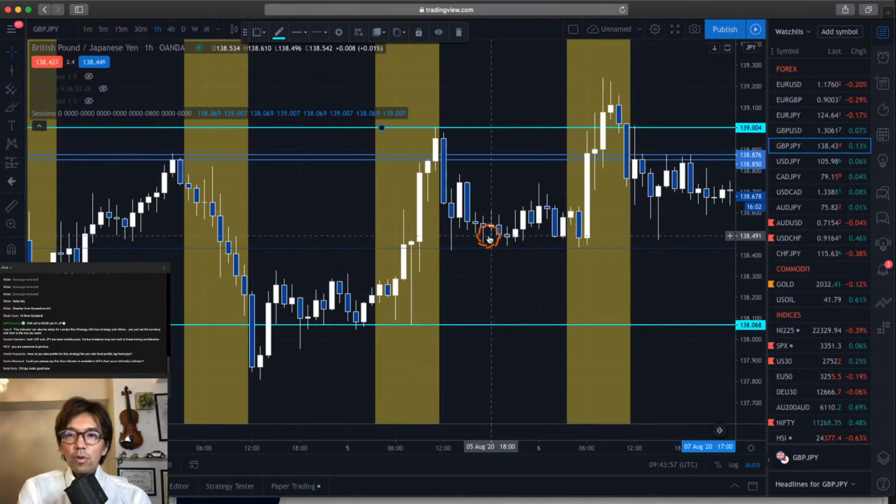Both CHF and JPY are least volatile pairs. I think GBP/JPY or USD/JPY is more volatile in that sense. And also the spread, right? Spread is relatively wider on CHF pairs.